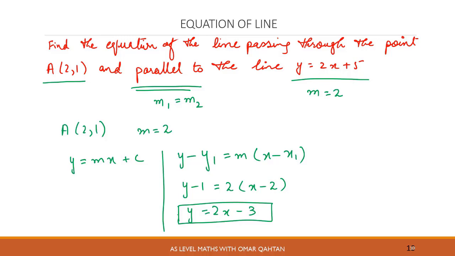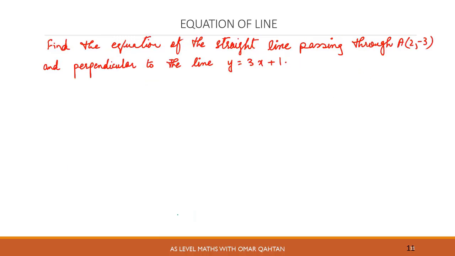Now look at another question in which we'll have a straight line passing through A and perpendicular to a line. In this question we have to find the equation of a straight line passing through A and perpendicular to the line y equals 3x plus 1. The most important thing is this perpendicular condition. Whenever one line is perpendicular to the other line, m2 equals minus 1 upon m1.